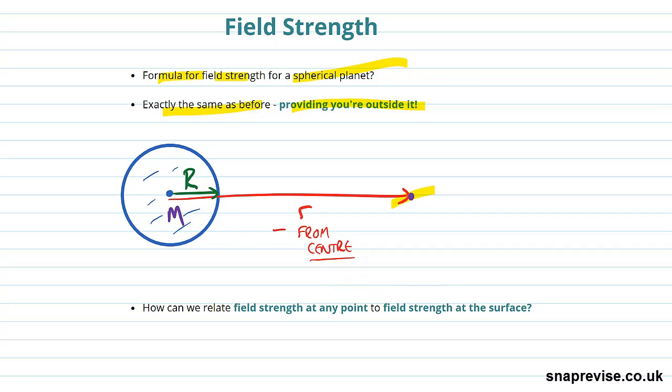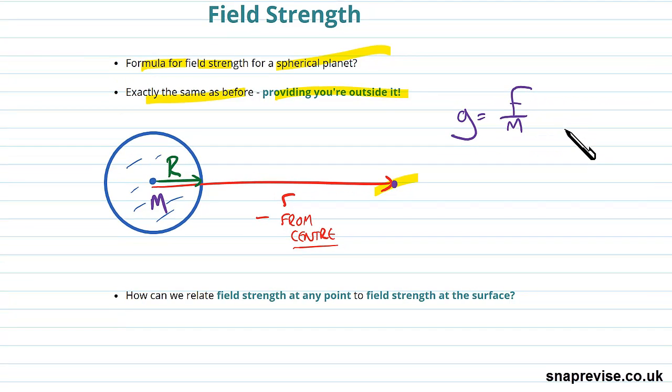And then our formula is exactly the same as before. We can immediately write down, this is always true, that the gravitational field strength is just the force experienced by this test mass divided by its mass, so it's the force per unit mass.